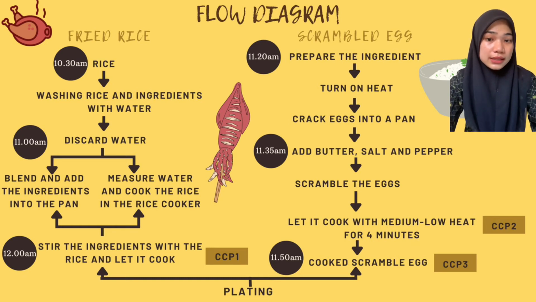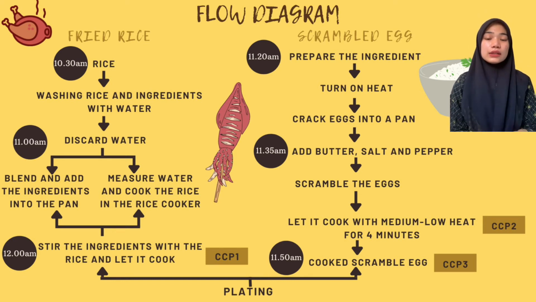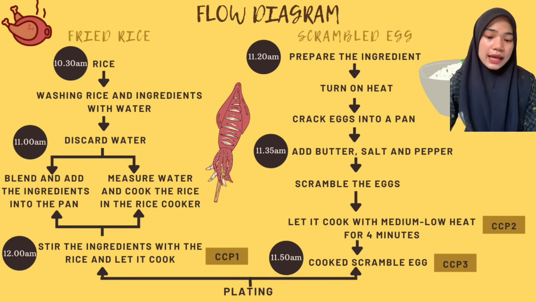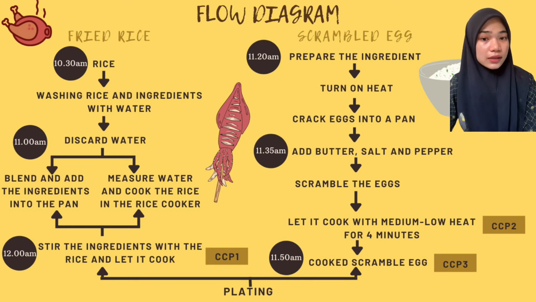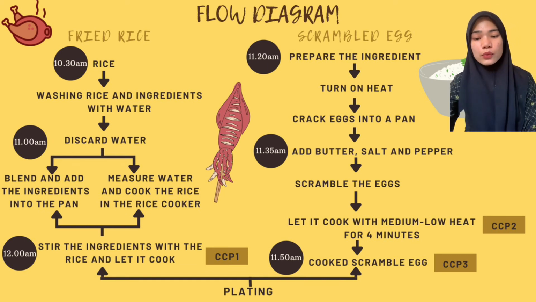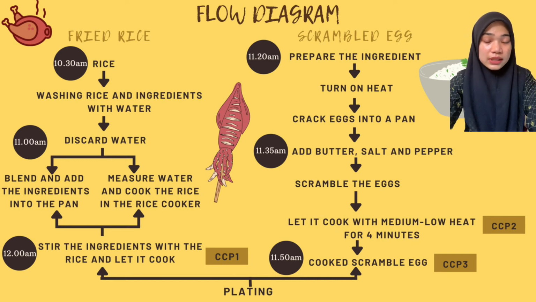When the rice is cooked, we mix it and stir the ingredients in the pan and let it cook for 15 minutes. And for the scrambled egg, at 11:20, we prepare the ingredients. We turn on the heat to heat the pan and crack the egg into the pan, and then add some butter, salt, and pepper. Continue to scramble the egg, let it cook with medium-low heat for 4 minutes, and serve the cooked scrambled egg. Then, when both of these dishes are done, we serve them on a plate together.